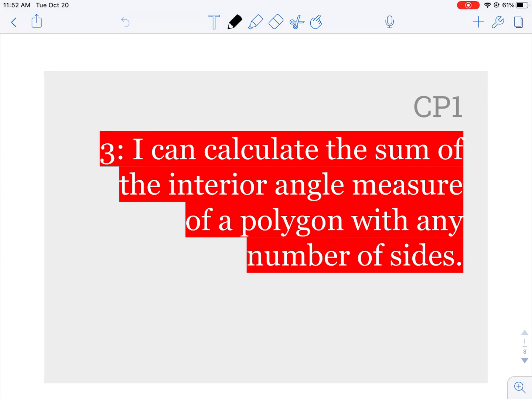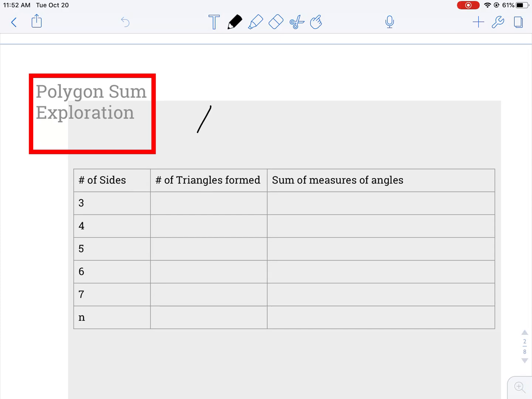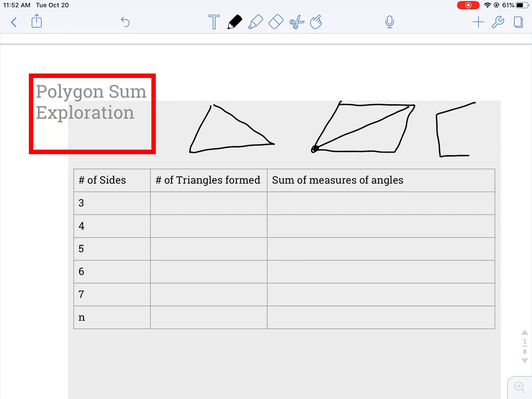So on CP1-3, we are calculating the interior angle measures of any polygon. And what you should have figured out doing that Desmos together was that when we take a polygon, we can use diagonals from one vertex to cut it into triangles. So when I have a triangle, of course I only have one triangle, and I know that one triangle is 180 degrees. Wonderful. When I take a quadrilateral, I can split it into two triangles.